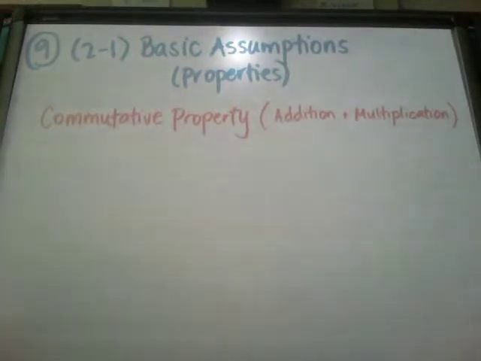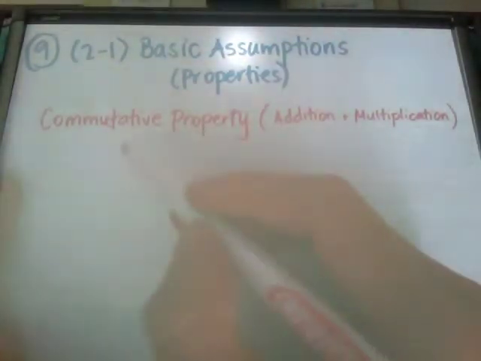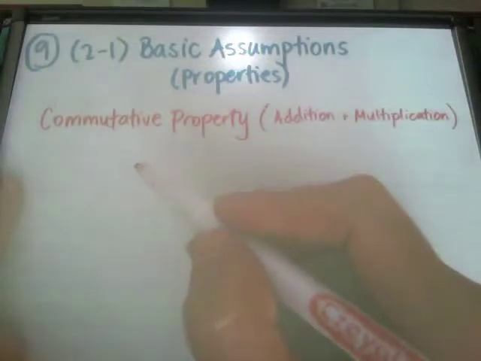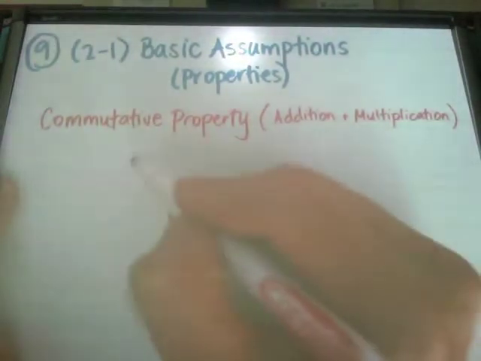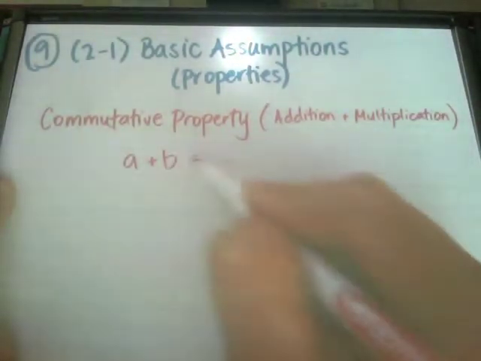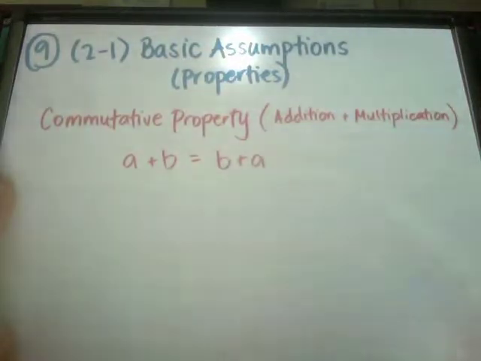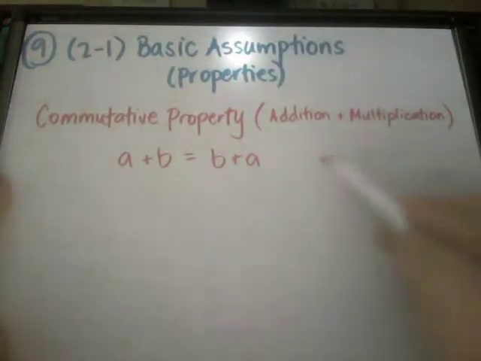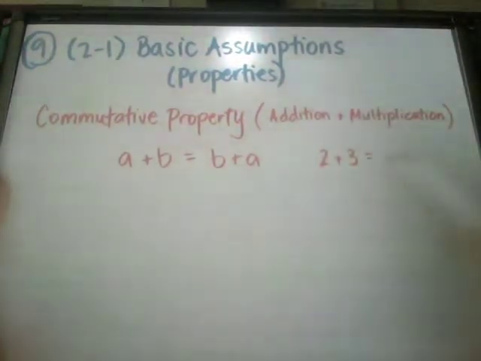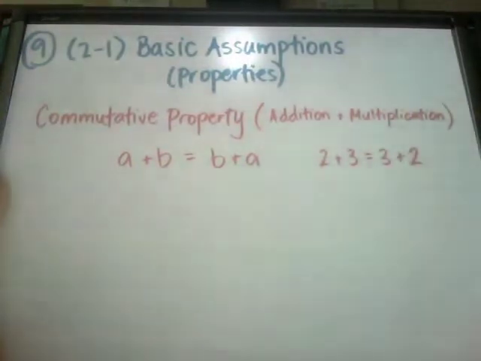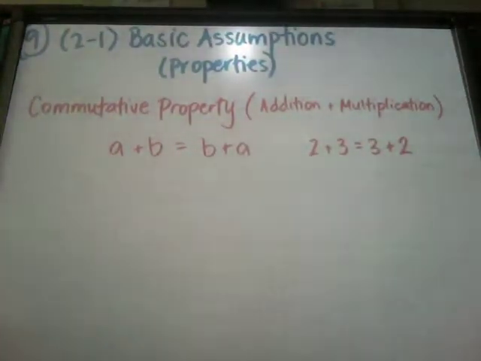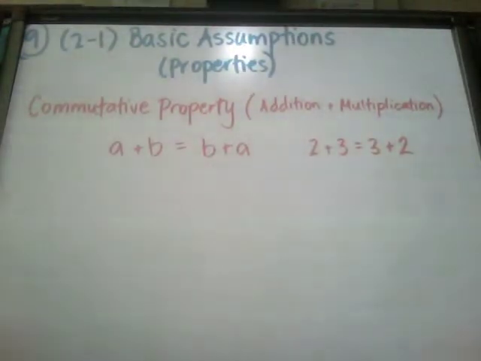Commutative. Your parents commute to work, they move a long way to get there. Diego? You can add and multiply in any order. Perfect. That you can move the numbers or the variables around. A plus B equals B plus A. Or 2 plus 3 equals 3 plus 2. That we can add in any order. Commutative means to move the numbers into a different order.